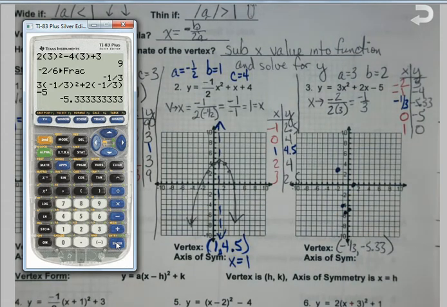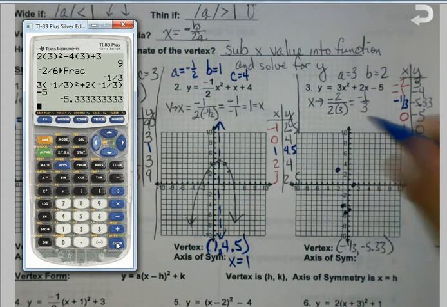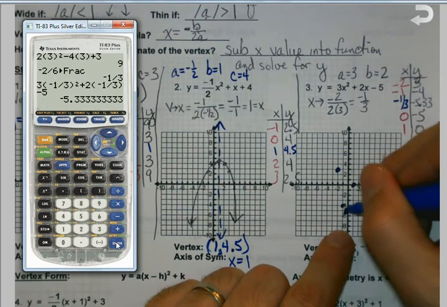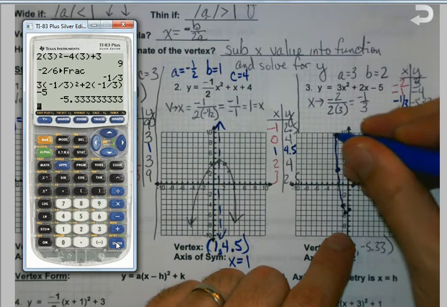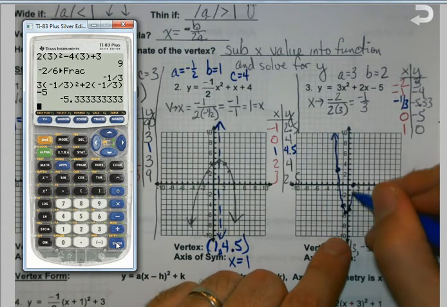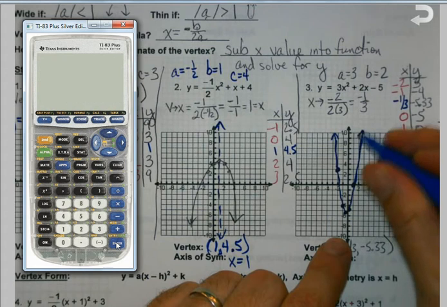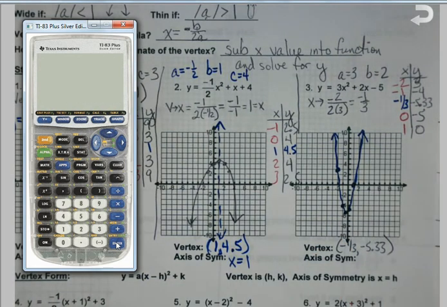Because you're like, well, that's kind of weird. And again, I don't want to make some V shape. So I remembered, well, this is my vertex. So I'm going to start from my vertex, and I'm going to connect the dots as best I can to make something that looks more like a parabola.